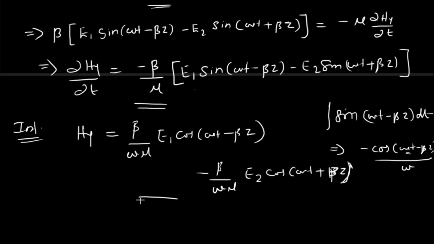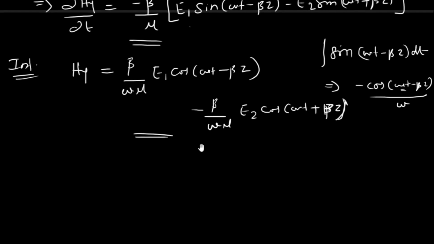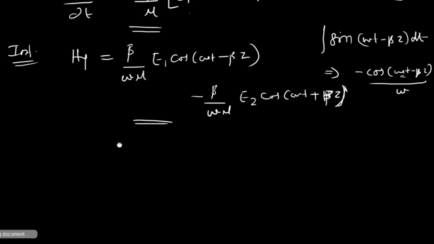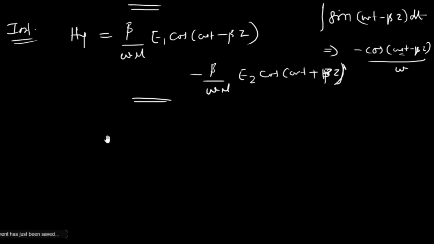Okay, so this is my Hy. I get Hy as (beta by omega mu) E1 cos(omega t minus beta z) minus (beta by omega mu) E2 cos(omega t plus beta z). Now I have this equation, Hy, and I will simply compare it with my propagation equation.